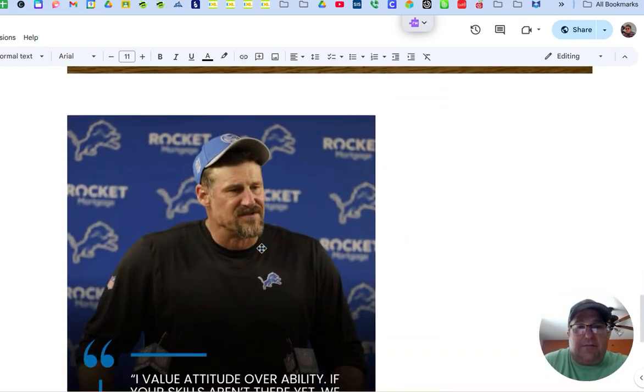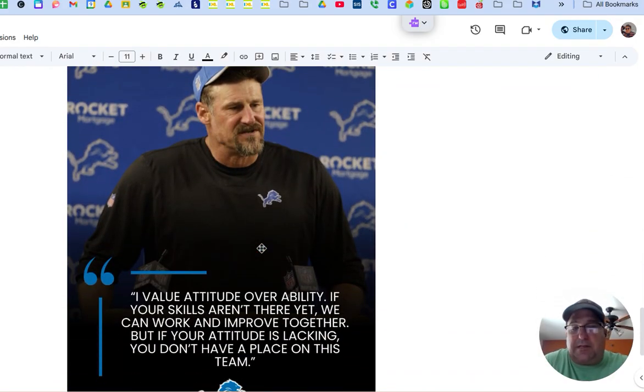And then the only thing we have in here still, our next quote, Dan Campbell, our kind of inspirational thing to talk about. I value attitude over ability. If your skills aren't there yet, we can work and improve together. But if your attitude is lacking, you don't have a place on this team. Now, I'm not kicking you out of my classroom, but the idea is make sure we come with a good attitude. Because if your skills aren't there, that's fine. Cool. Now you know what you need to work on. We can work on that together as long as we have a good attitude.